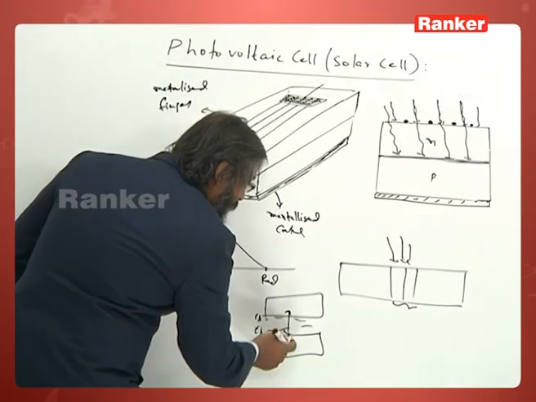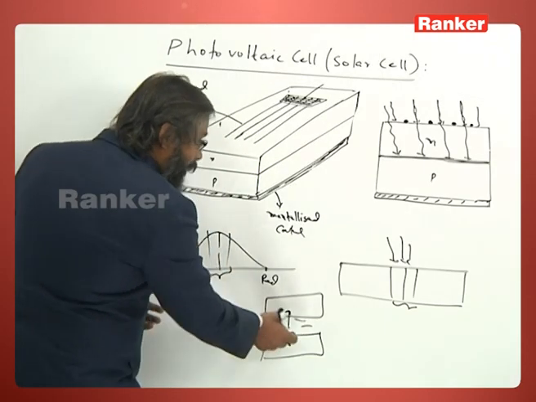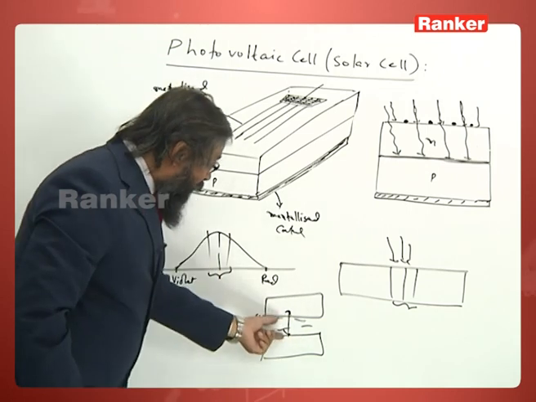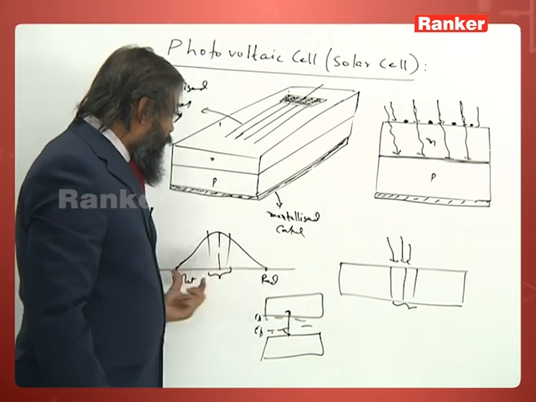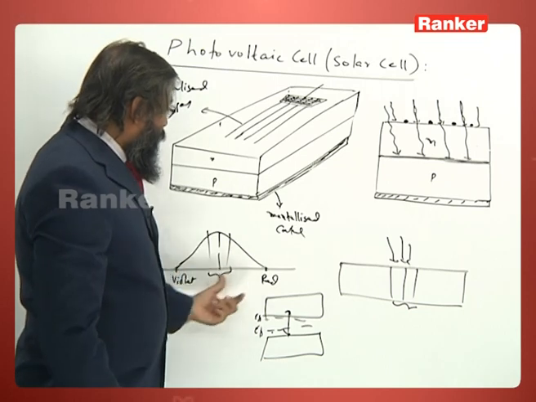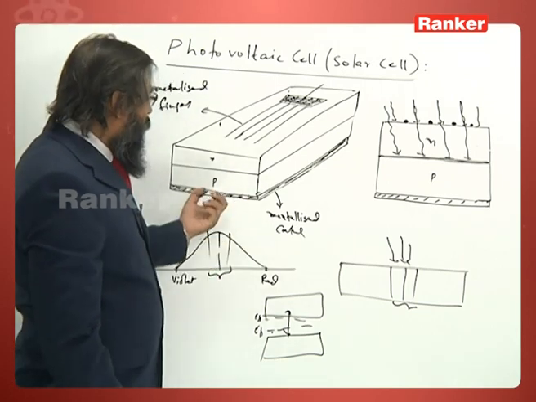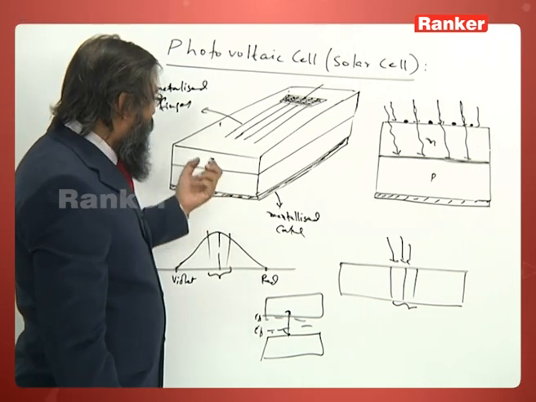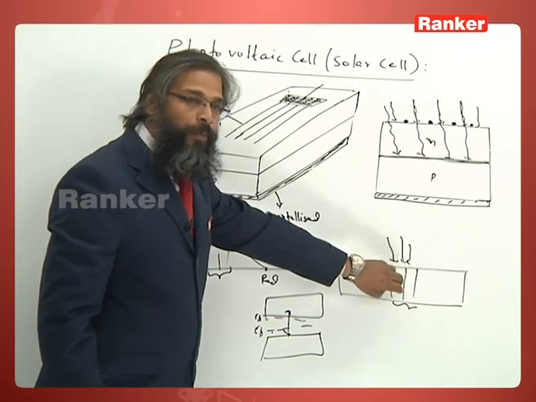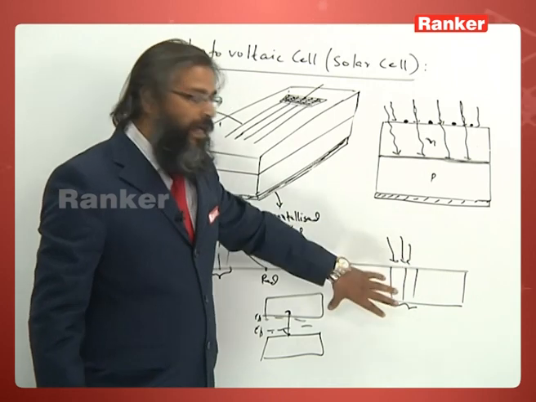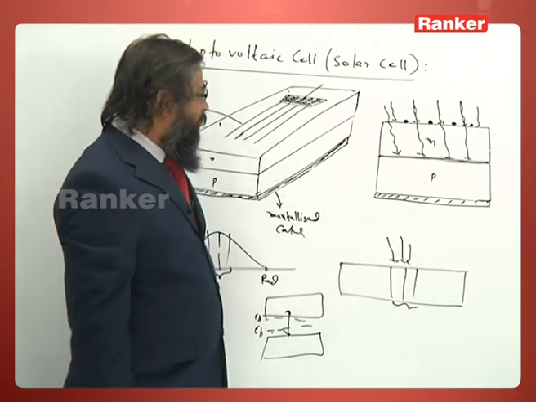So there is a wide range of energy bands available from this to this, so as to capture all types of photons in the visible range and then cause an electron hole pair, and then they constitute the EMF between these two.